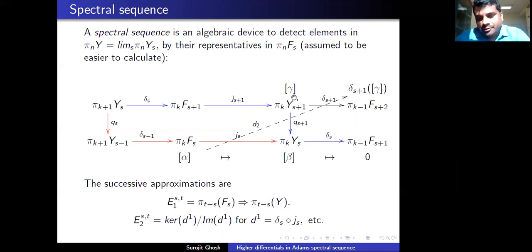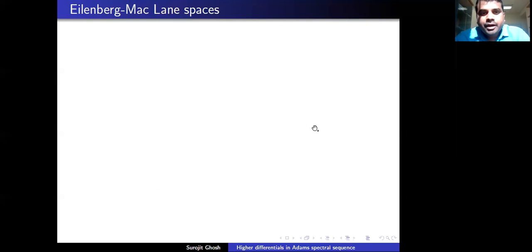But the spectral sequence is such a beautiful thing. It doesn't remember anything about this process that I described. It will only remember this dashed arrow. So altogether, it seems that we are using this data, but at the end it will not use this data anyway. So anyway, we have this gadget, and we will try to understand how you can understand this D2 or D3 or any higher differential in a better way. Okay.